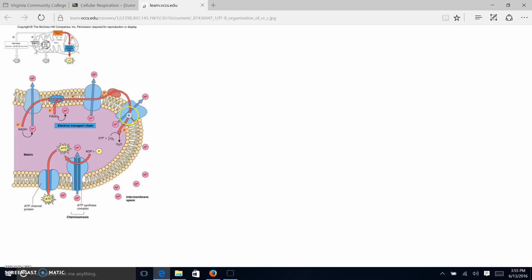Now, notice once the electrons move through here, then I've got to do something with those electrons. And what I'm doing with the electrons, here's where oxygen comes in. Here's the whole reason we breathe oxygen. I remember the first time I found this out, I was almost a little disappointed. But, you know, I like oxygen, and this is an important function, so it's okay.